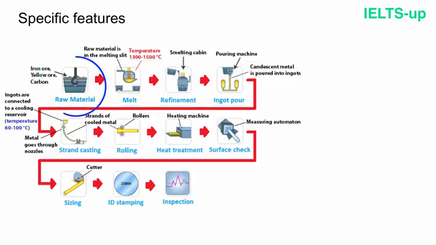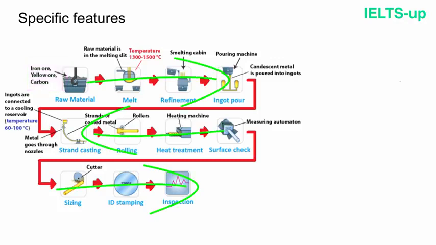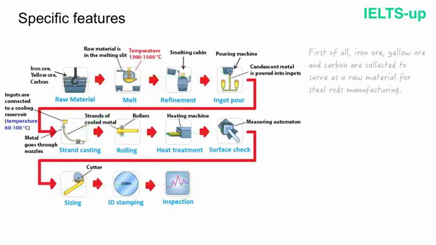We can see that the first stage is called raw material. The picture shows a box with some raw material and an arrow indicating that iron ore, yellow ore, and carbon line that box. This material will experience some transformations throughout the process and will become a steel rod. I describe the stage in such a way.